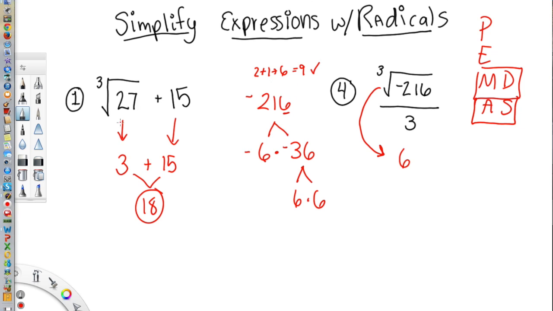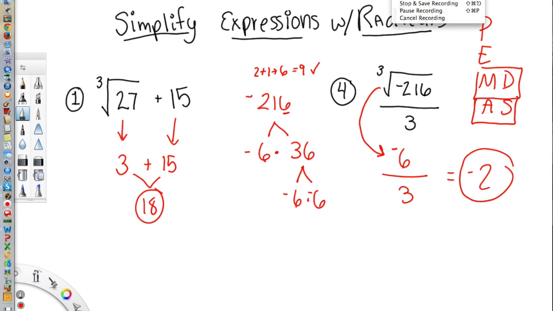Whoops. Let me get rid of that because that is not true. Maybe this will be negative 6 times 36, and then a negative 6 times a negative 6 would give me a positive 36. So the cube root of negative 216 is negative 6. I bring down the rest of my information. A negative 6 divided by 3 is a negative 2. Okay, 3 goes into 6 2 times, but it's negative 2 times. And we are done.